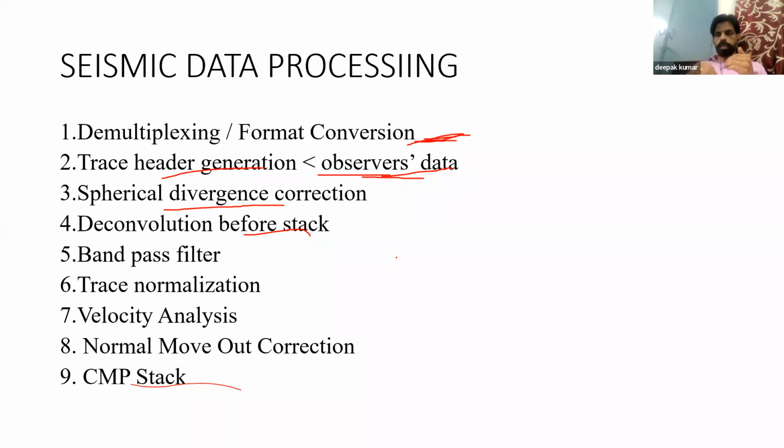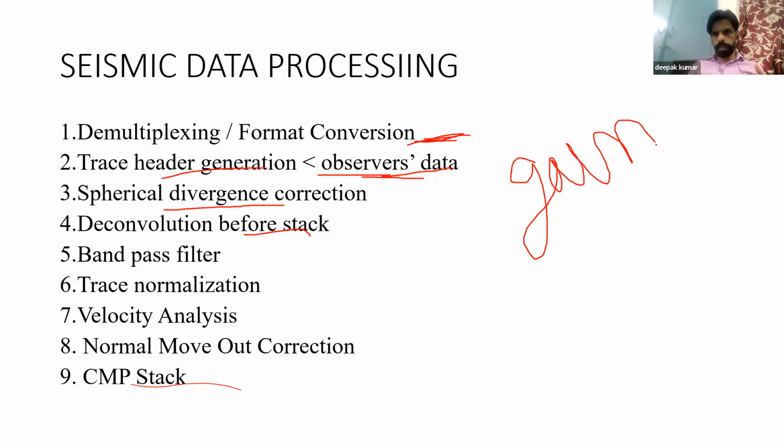So spherical divergence correction. We apply spherical divergence correction to compensate for the loss of energy as the wave passes from the shot point to the far off areas. And how do we do that? We apply some gain. We'll be seeing what gain is. This gain compensates for the loss of energy, and it makes the amplitude sharper for long offset, or for deeper reflectors. I hope I have answered the question.